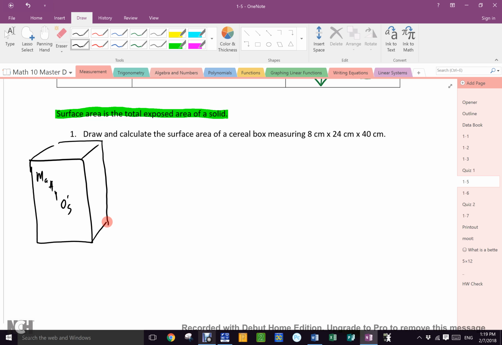Where would you put the dimensions? Where would you put, for example, the 8? Would it be horizontal, vertical, or the diagonal one? You would say that was the 8. Why? Because it's the shortest distance, right? We've all seen a box of cereal, right? Okay. Where would you put the 24? Horizontal or vertical? Horizontal. 24. And the vertical would be right there. Would everyone agree? Yeah. Excellent.